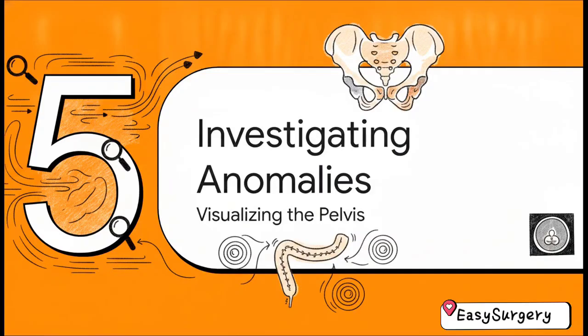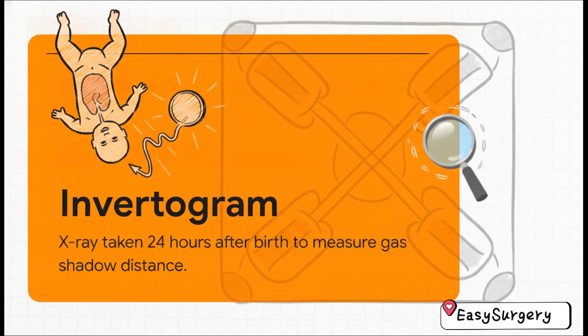Which brings us to Section 5, investigating and classifying anomalies. Before we can operate on these tiny patients, we have to perfectly map the pediatric pelvis. Obviously, the absolute gold standard investigation to delineate this anatomy is an MRI. But there's another fascinating, classic diagnostic tool called the invertogram. This requires immense patience. You actually have to wait exactly 24 hours after birth. Why? So swallowed gas has enough time to travel all the way down the GI tract to the terminal rectum.